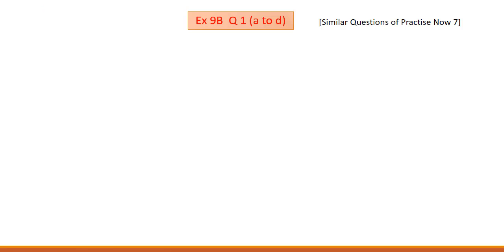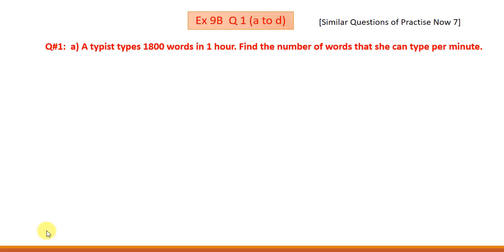So we are here to start question number 1. Question number 1 part A is that a typist types 1800 words in 1 hour. So 1800 divided by 1. Find the number of words that she can type per minute.